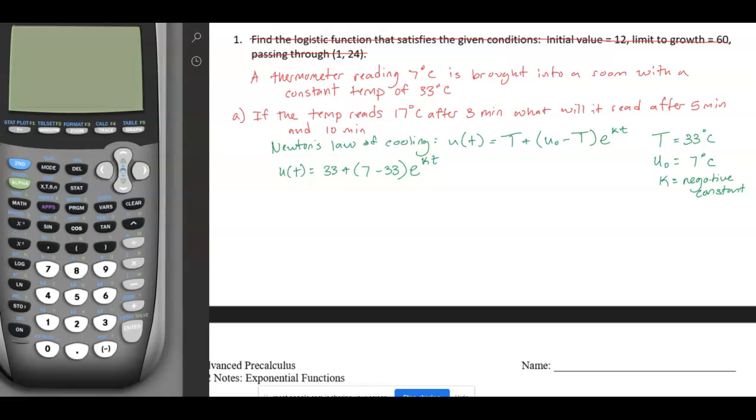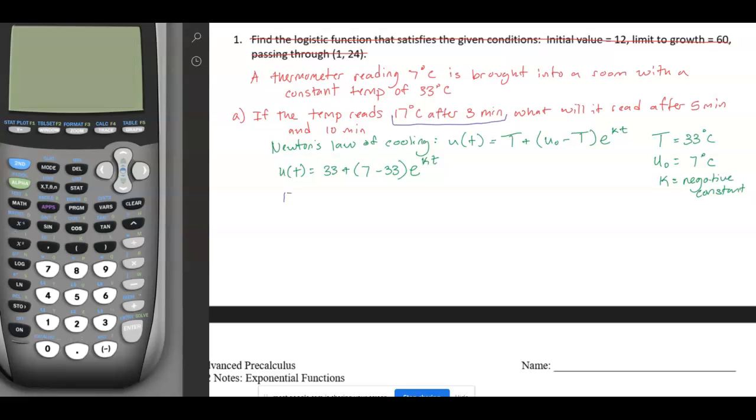So now there's a variable here that I don't know, what k is yet. So what you're going to have to do first, before you can figure out what it reads after 5 minutes, you need to solve for k. Now they gave us an extra set of data points here of 17 degrees after 3 minutes. So in order to solve for k, all you have to do is plug these values into your equation and then solve for k. So that's what I'm going to do.